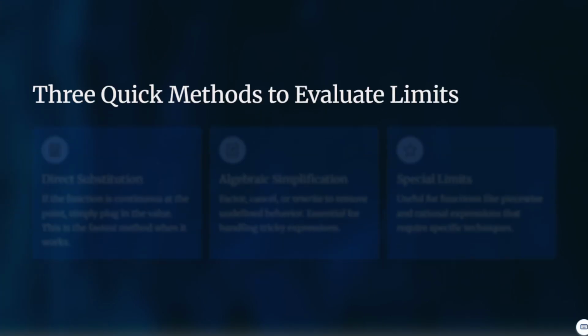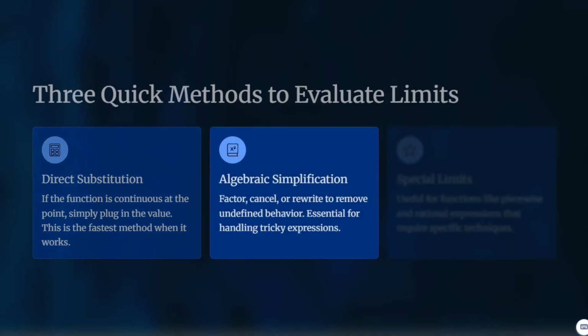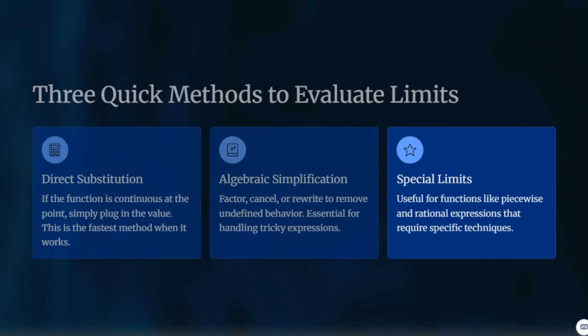Here are 3 quick methods to evaluate limits. First, you can use direct substitution. If the function is continuous at the point, you can simply plug in the value, and that is the fastest method when it works. If not, you could use algebraic simplification. You can factor, cancel, or rewrite to remove undefined behavior. This is essential if you're handling tricky expressions. And finally, we have special limits. They are useful for functions like piecewise and rational expressions that require specific techniques.